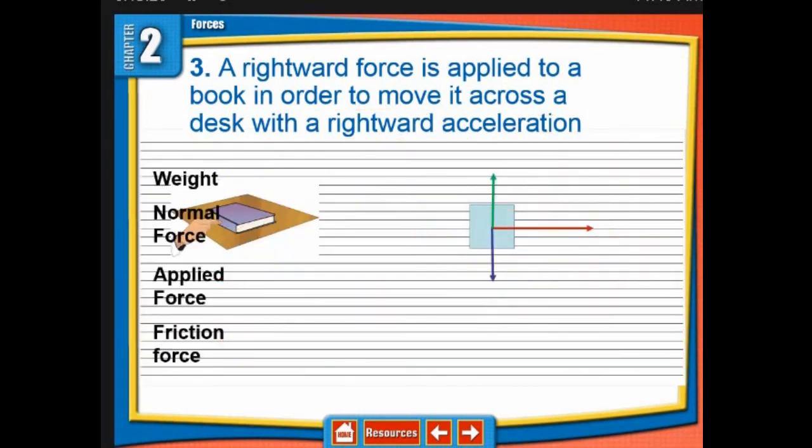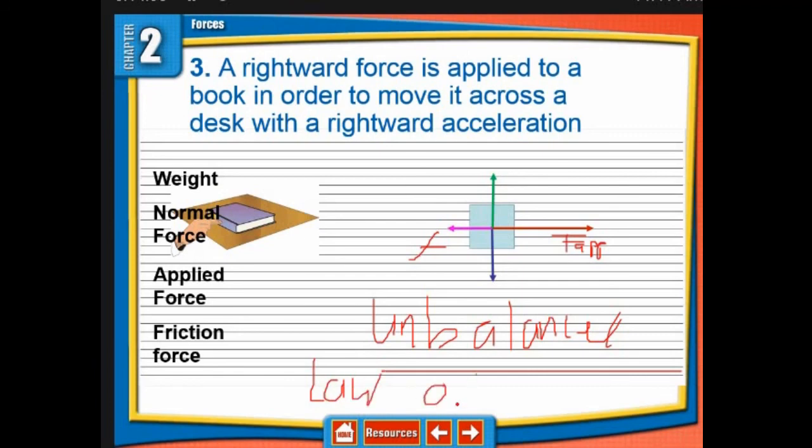Why? Because there is now an introduction of unbalanced force. In this case, the unbalanced force is in the horizontal line, between the applied force, let me erase this one, the applied force and the friction. If you observe, the applied force is much longer than the friction there. So there is an unbalanced force. And this unbalanced force is the one that explains what would happen, and that would be the law of acceleration. It will be no longer the law of inertia.